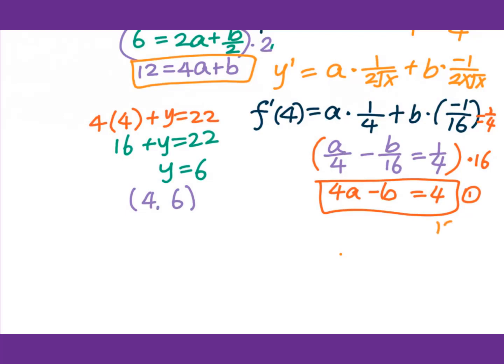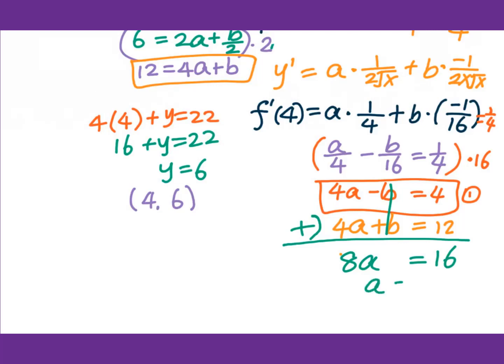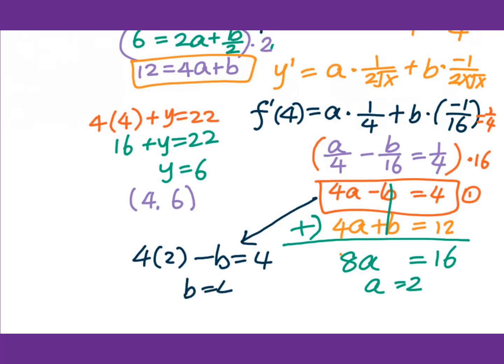I will write down here. This is 12, 4a plus b. We add this. You will get 8a equals, this is gone, 16. a equals 2. Then you plug into any equation. I will plug into this. 4 times 2 minus b equals 4. So you get b equals 4. b equals 4. This is the final answer.